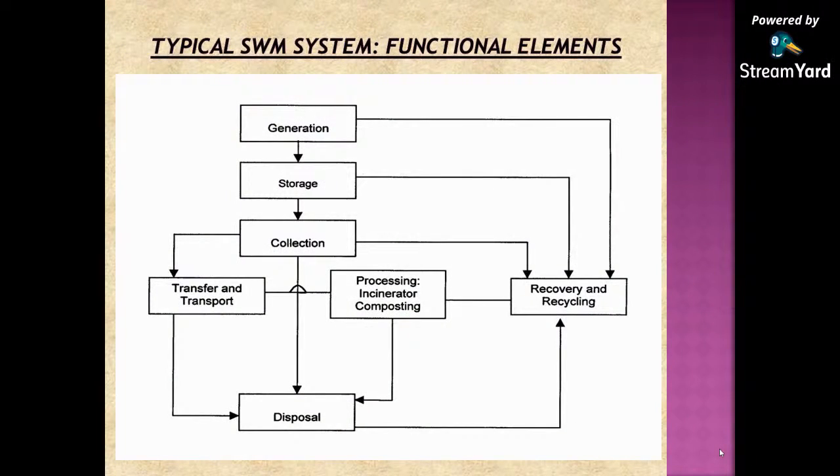Next is the typical solid waste management system and their functional elements. Firstly, the solid waste is generated from household, industry, or commercial places. Then this waste is stored, and after storage this waste is collected. That is the collection system. After collection, some of the waste is transferred and transported directly to the disposal site, and some portion may be sent to a processing unit, that is an incinerator, or to prepare compost, and after that it will be disposed of.